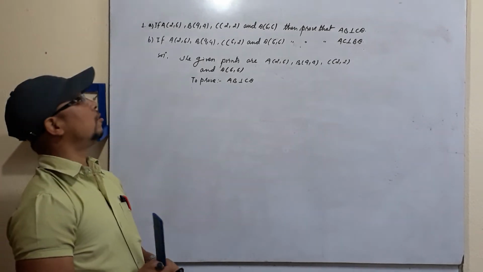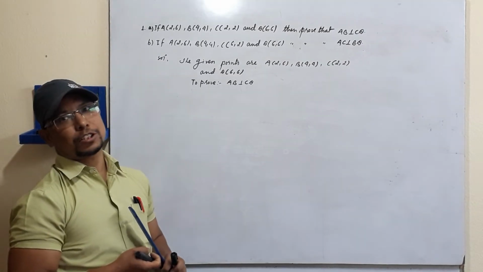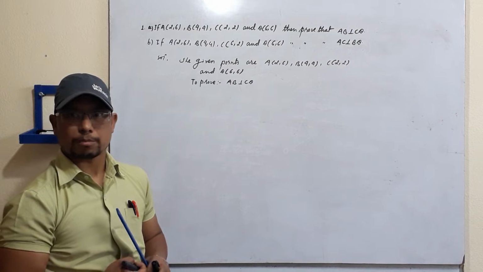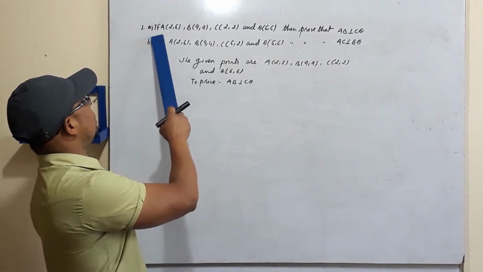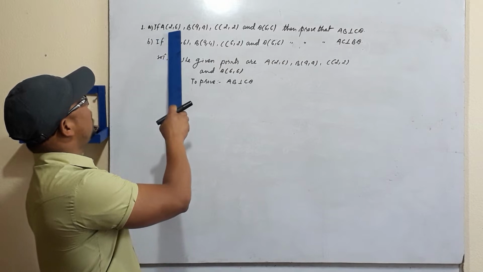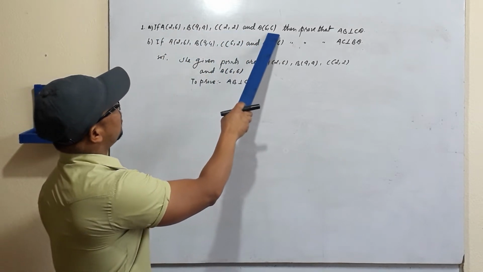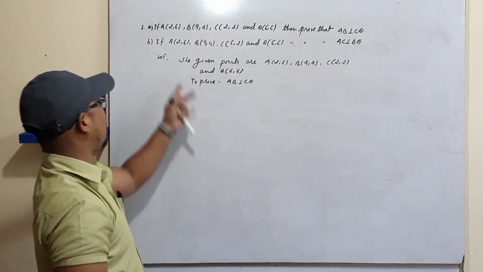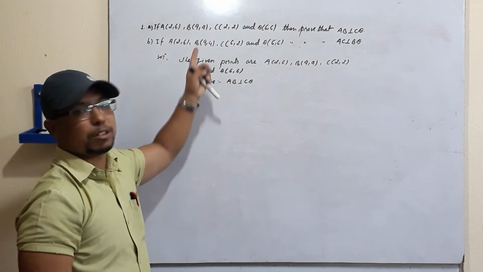Okay, now let's do some numerical problems. In today's lecture, we'll be discussing numerical problems. Now the first question is: if A is (2, 6), B is (4, 4), C is (2, 2) and D is (6, 6), then prove that AB is perpendicular to CD. There are two questions. One question I solve myself, another question you do yourself.